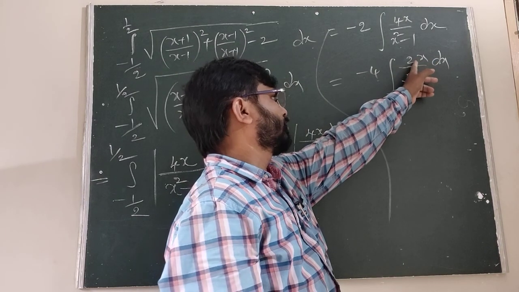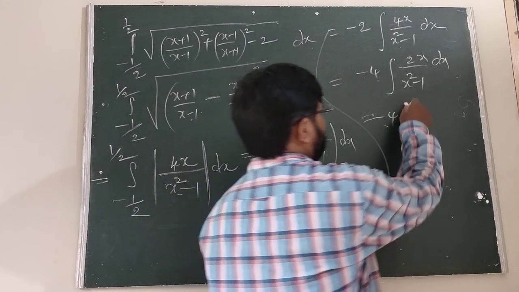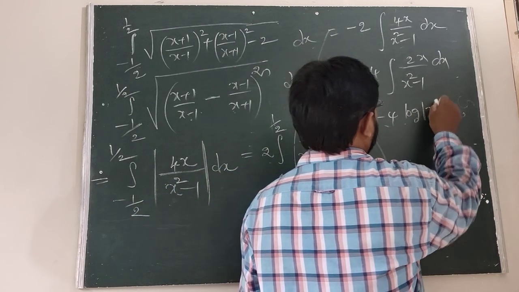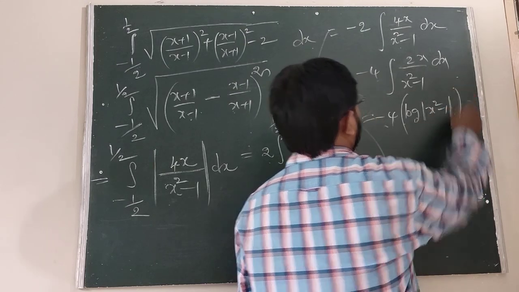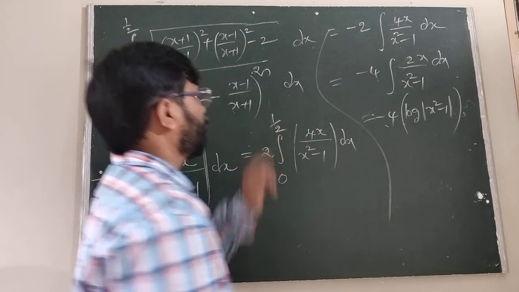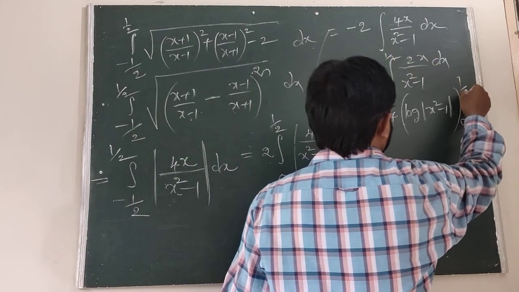Derivative of x square is 2x. The derivative of 1 is 0. F dash x by f of x is the log mod of f of x, whose limits are 0 to 1 by 2. What are the limits? 0 to 1 by 2.